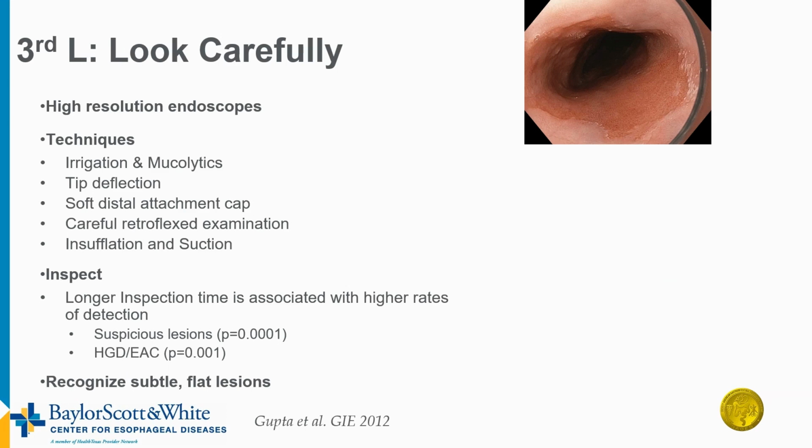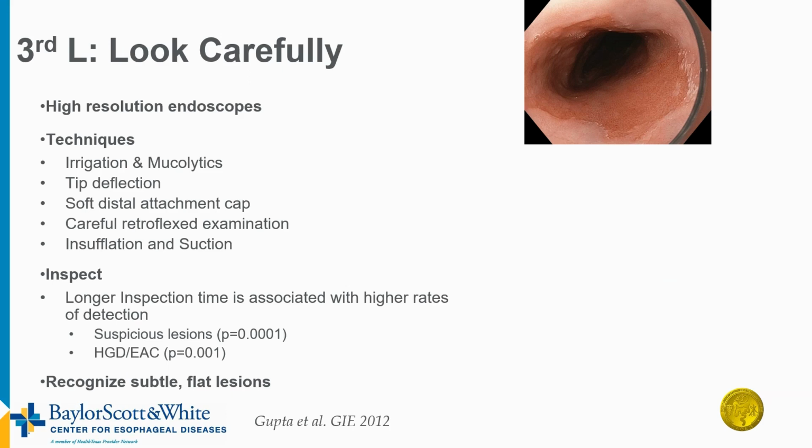The part of the Barrett's examination that's also important is a careful retroflexed examination to evaluate the GE junction and the cardia. Insufflation and suction are also useful techniques during the examination to appreciate any subtle lesions that we might find within the wall of the esophagus. It is known that longer inspection times are associated with higher rates of detection. It is also important to improve our recognition skills so that we recognize subtle flat lesions.